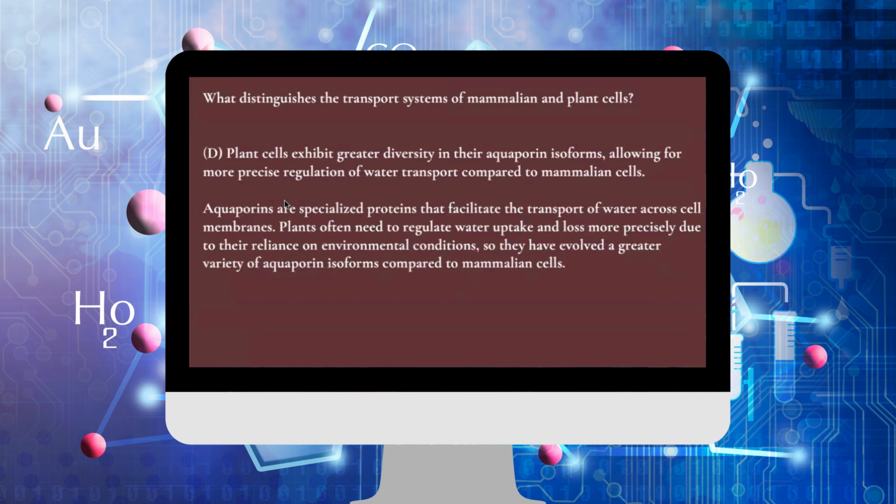In this case, the answer choice is D because it talks about water transport, which is the understanding, and aquaporin, which is a fancy word. You might have not heard of it, but think water. So it's just basically saying that the plant cells exhibit greater diversity because they have a cell wall. And they don't really talk about that there, but it allows plants to uptake the water a lot stronger than animal cells.